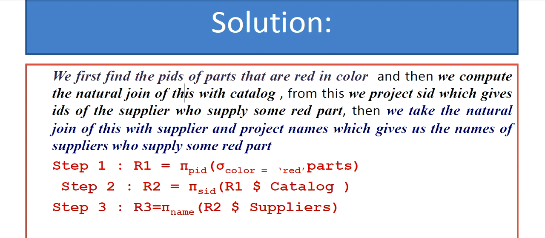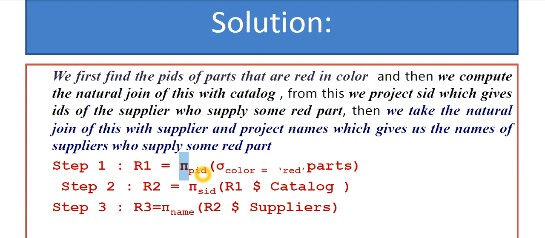Now from that, what do I need? The PID information, because in the catalog table I have the PID, and in the catalog table with respect to that PID you will have some SID who is actually supplying the part with that PID. So I will now apply the pi operator with respect to PID.